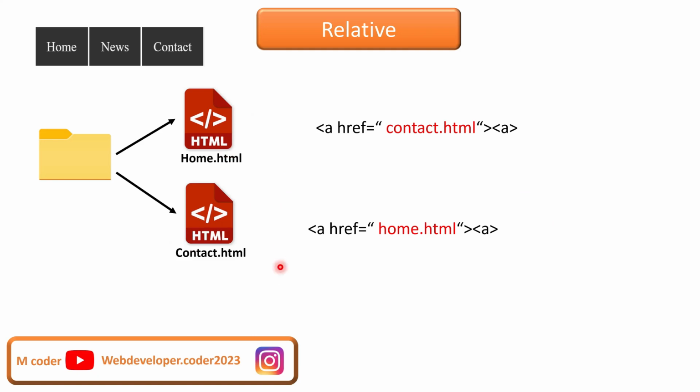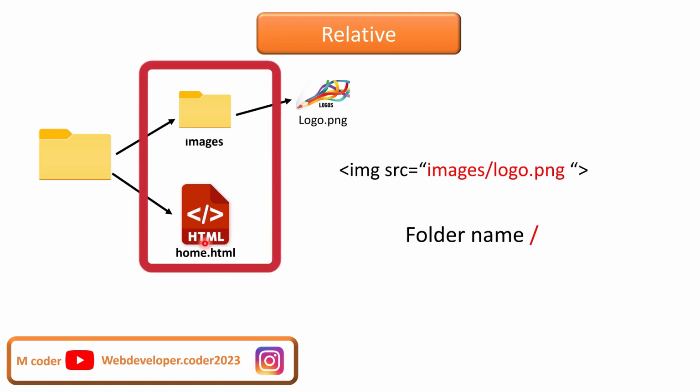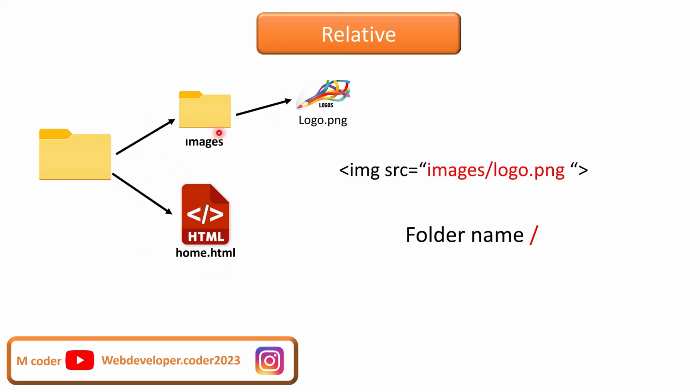Now let's examine another example together. Suppose we link to this photo from the home page. Look, this is the main folder of our site, inside which there is a folder called images and a file called home. Inside the images folder there is a picture called logo.png. We are now inside the home code and we want to find the address of the picture.